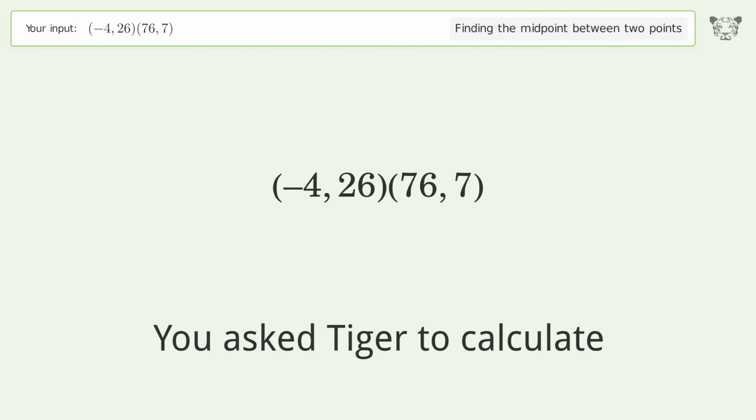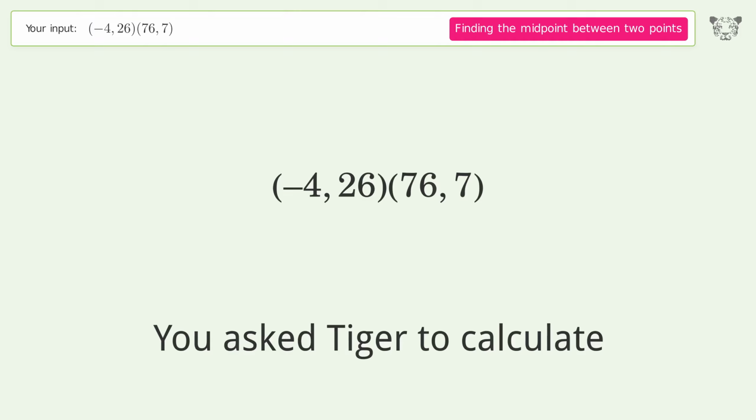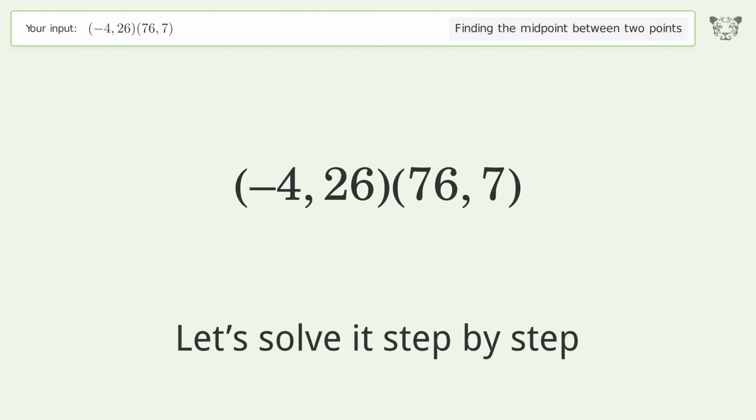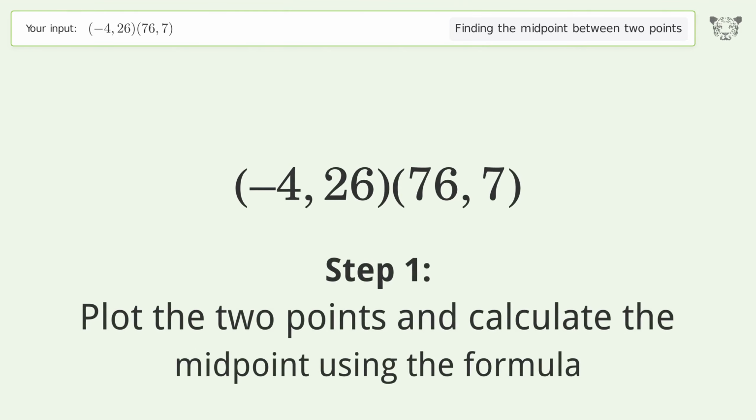You ask Tiger to calculate. This deals with finding the midpoint between 2 points. The midpoint between the 2 points is 36, 16.5. Let's solve it step by step. Plot the 2 points and calculate the midpoint using the formula.